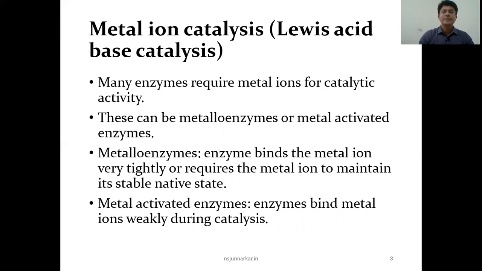Metal ion catalysis is often referred to as Lewis acid-base catalysis. Here, many enzymes require metal ions for catalytic activity. These enzymes can be metalloenzymes or metal-activated enzymes. Metalloenzymes are the enzymes which bind the metal ion very tightly or require the metal ion to maintain a stable native state. Whereas metal-activated enzymes bind metal ions weakly during catalysis. So the level of binding to the enzyme is different in both of these cases.